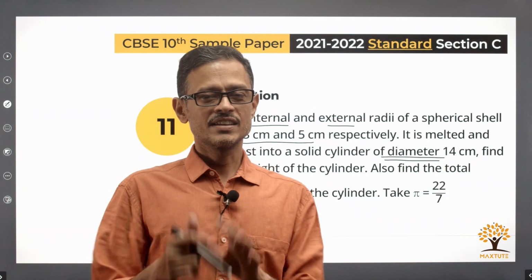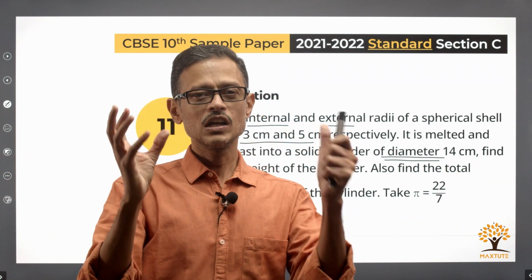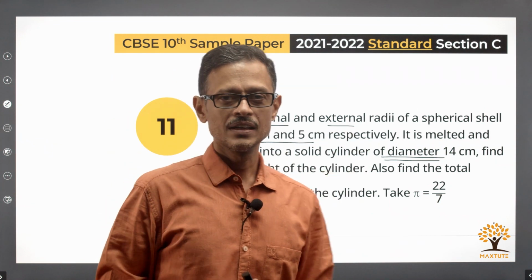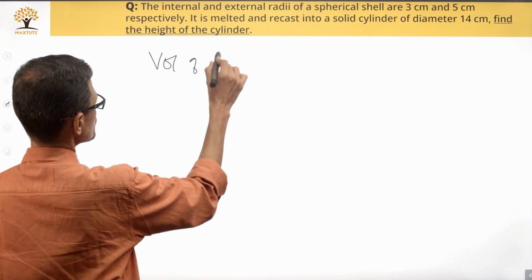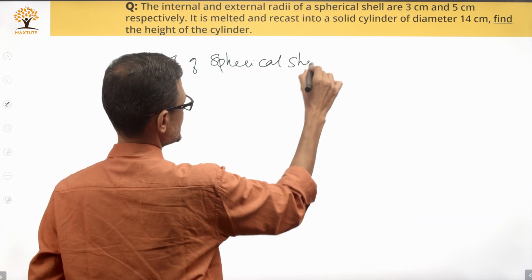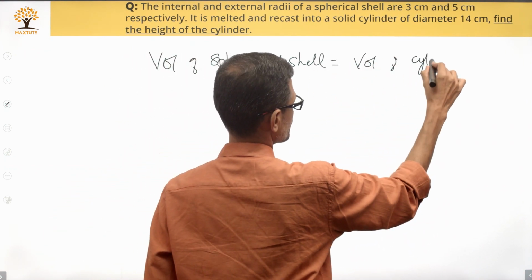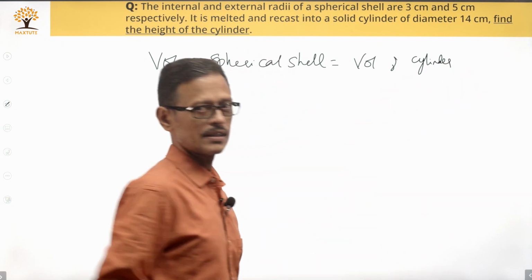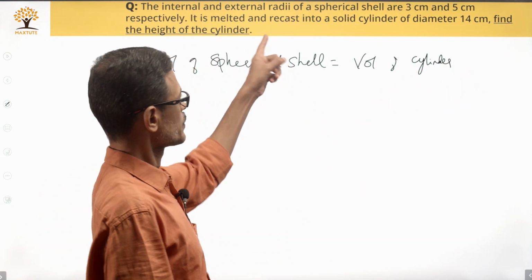The crux of solving this question is essentially that when you recast one object into another, the volume of these two objects is going to be the same. So essentially, the volume of the spherical shell is equal to the volume of the cylinder. This is the basis for computing the first part, the height of the cylinder, which is what we are going to do first.